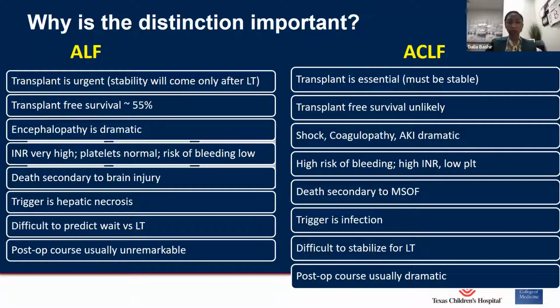On the other side, in acute on chronic liver failure, transplant is essential, and this is the only way to get them out of this. Transplant-free survival is highly unlikely. The shock, coagulopathy and renal failure can be quite dramatic, and they are at very high risk for bleeding. Their death is usually from multiple organ failure, and it's difficult to stabilize them for liver transplant, and their post-op course can actually be quite dramatic.